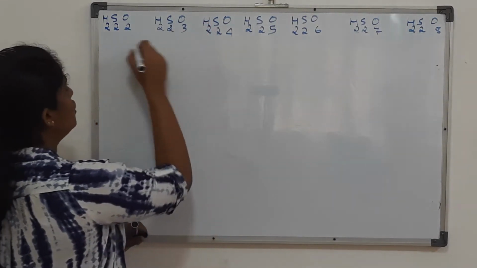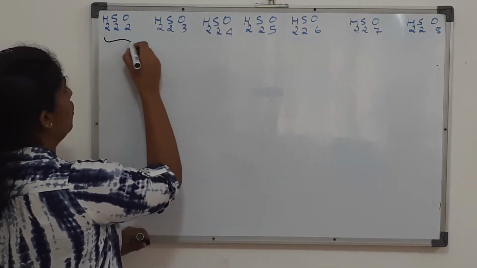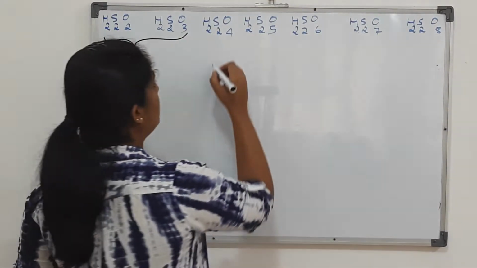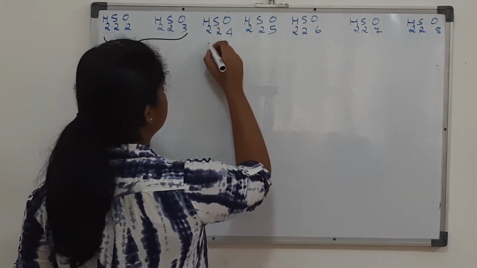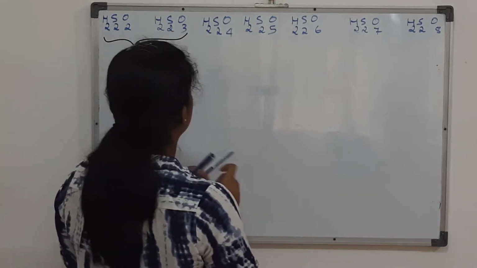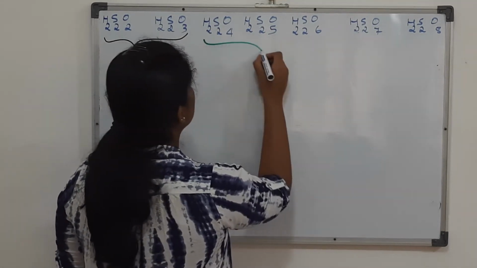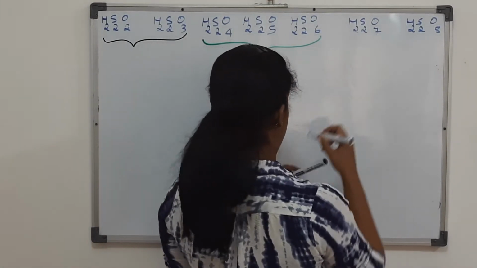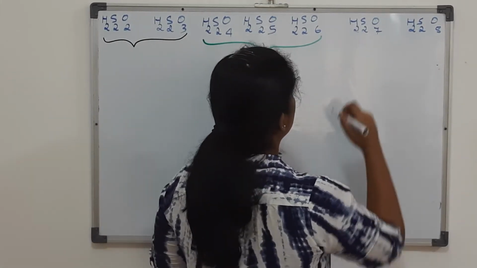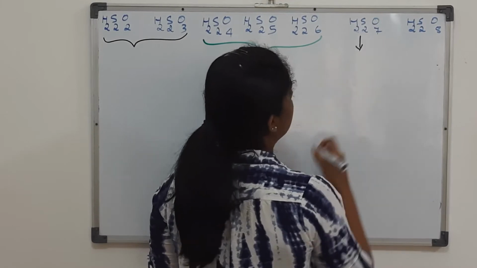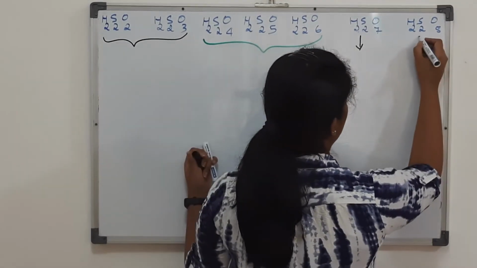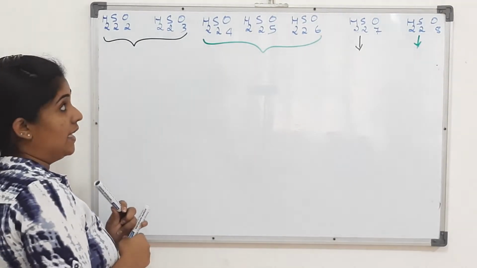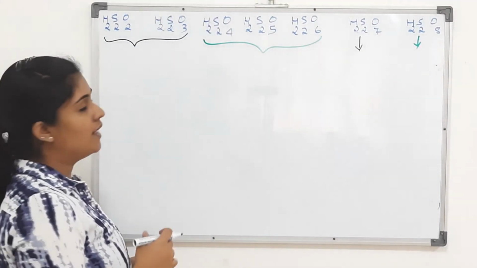The first 2, H2S2O2 and O3, are one group. Then O4, O5, O6 is another group. Then O7 is another group, and O8 is another group. Now, why did I group them like that? It is because of their similarity in structure.